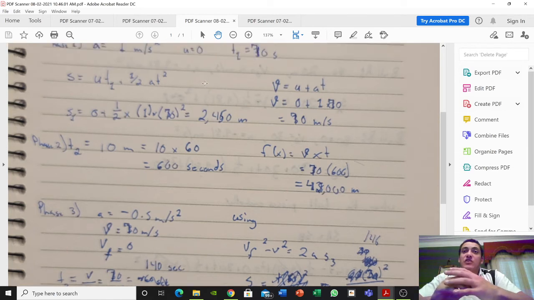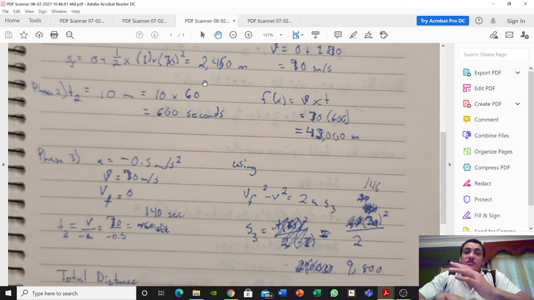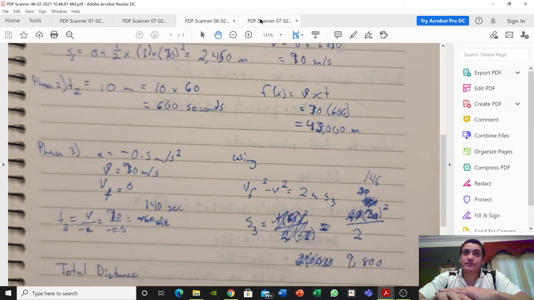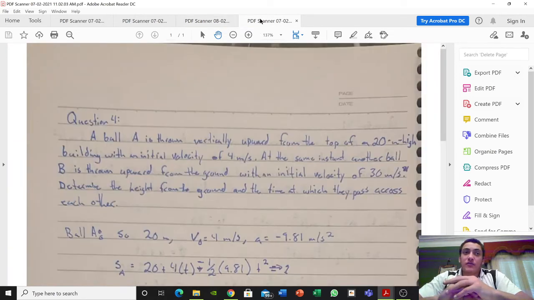As you can see, this is just a simple problem of finding the distance in multiple phases, because the train slowed down, it wasn't at a constant velocity or speed. So this got us the total distance very easily by just dividing it into 3 parts. Let's move on to our next and final question.